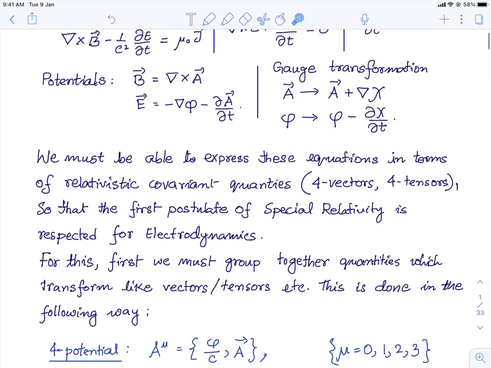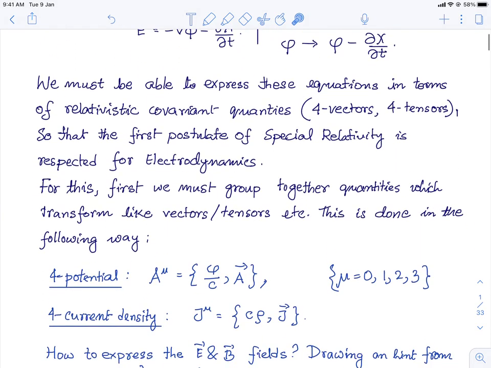Okay, so this is how it is done. The first starting point is to realize, and let me not try to motivate this much, that the three components of the vector potential and the scalar potential together form the 4 components of a 4-vector potential.